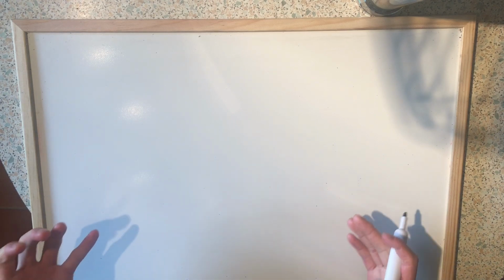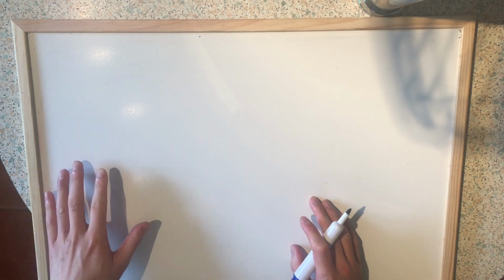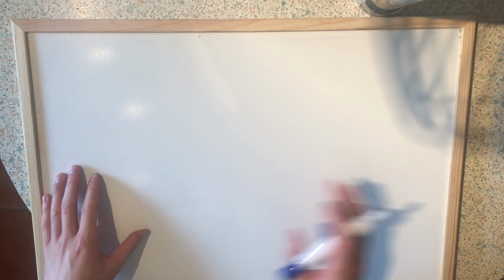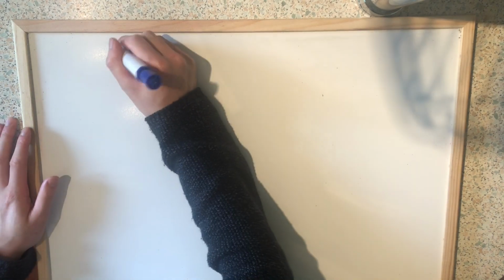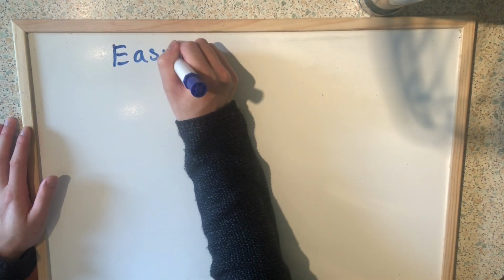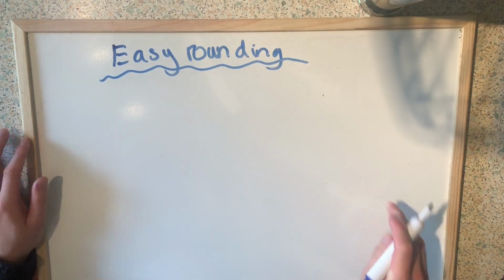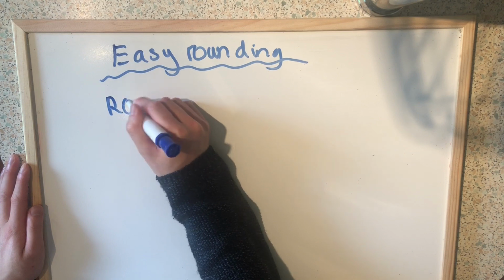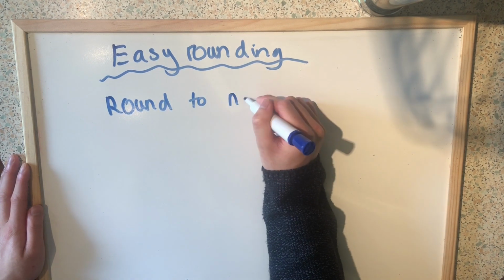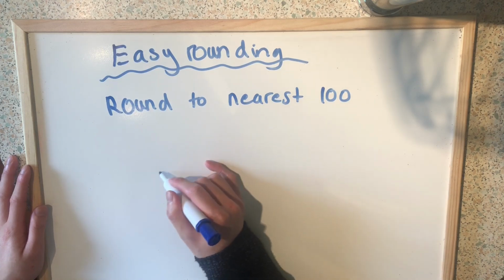So some of you might have realised or found a quicker, easier way of rounding, where you don't have to write the high number and the lower number and have a number line. So I'm going to show you that way now. So let's call it easy rounding. Let's go back to rounding to 100. So round to the nearest 100. And let's use 230.